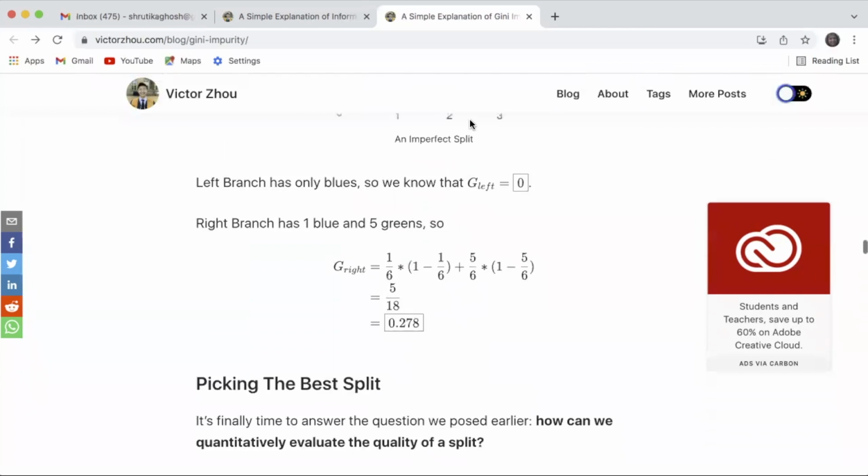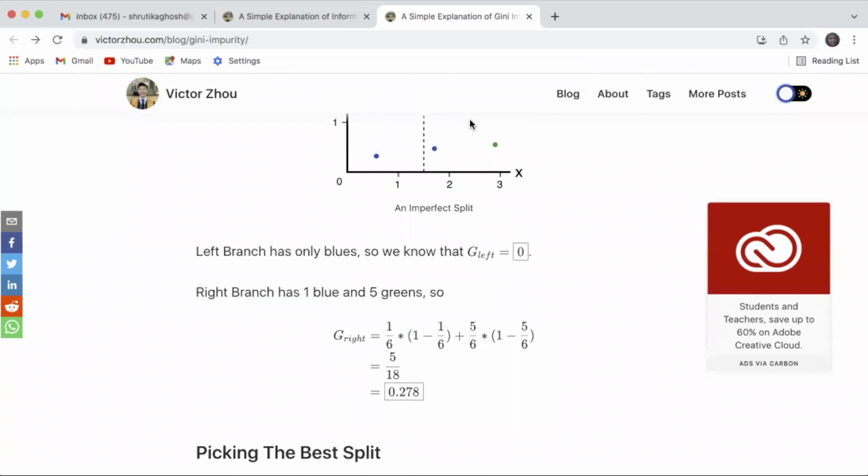Just from the understanding, because it is a very simple data set, we know that x is equal to 2 is going to be the perfect split. But as I said, if there are more rows and more classes, then it is difficult to decide which split is the best just by looking at it. And that is where we calculate the Gini impurities.